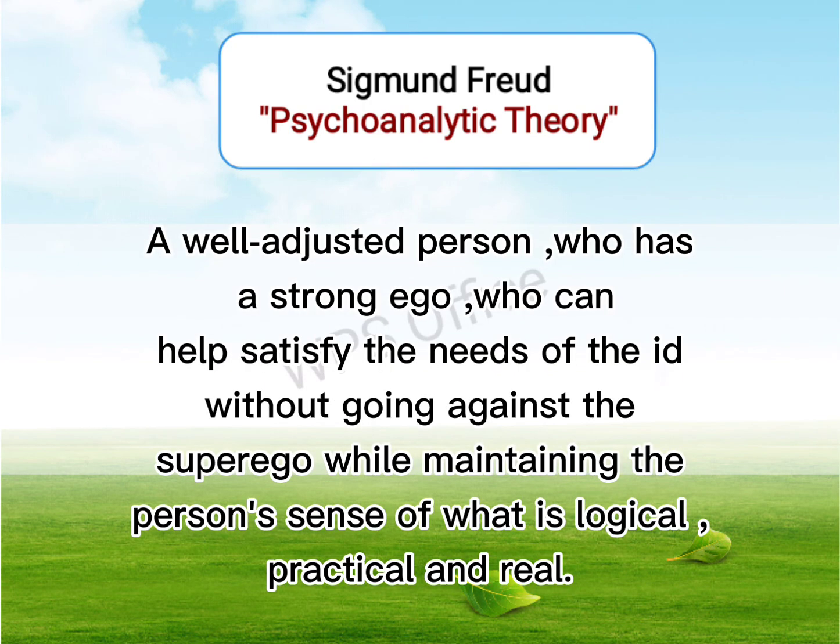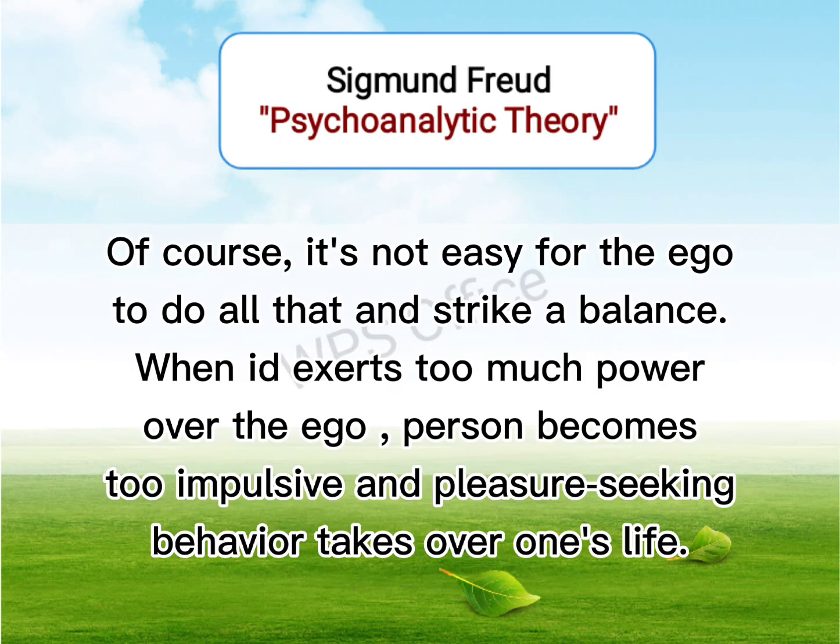Freud said that a well-adjusted person is one who has a strong ego, who can help satisfy the needs of the id without going against the superego, while maintaining the person's sense of what is logical, practical, and real. Of course, it is not easy for the ego to do all that and strike a balance.